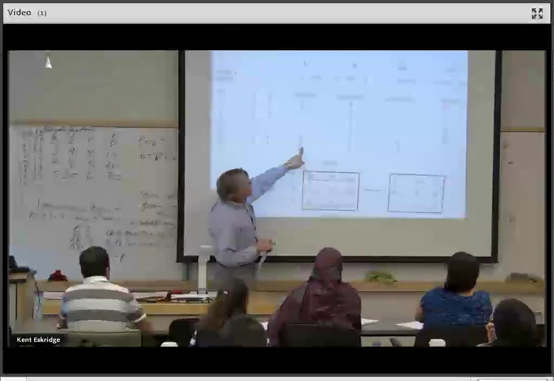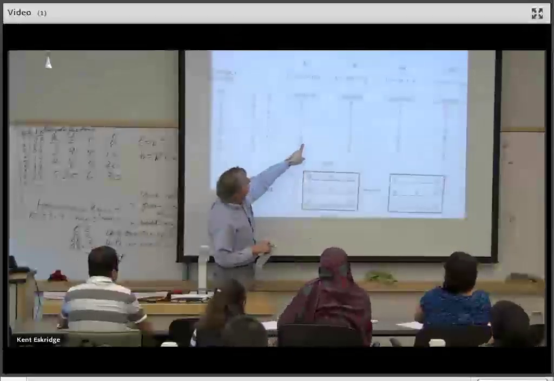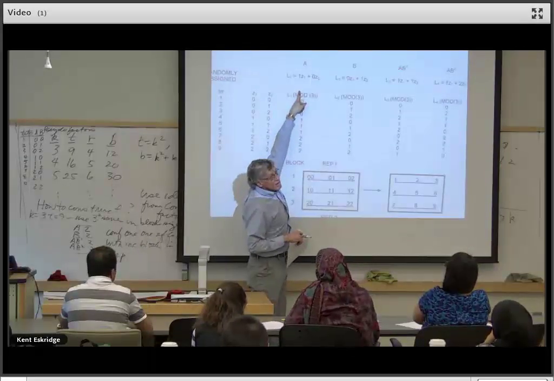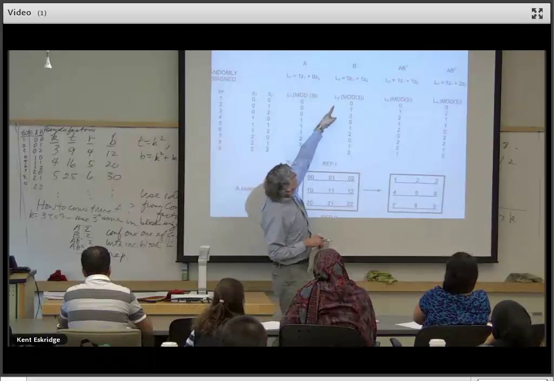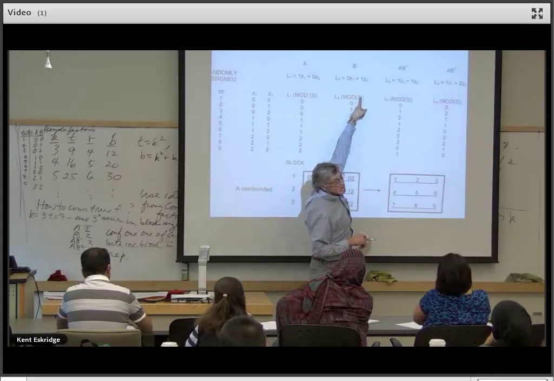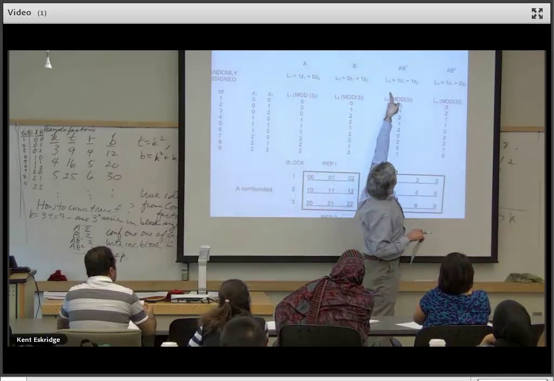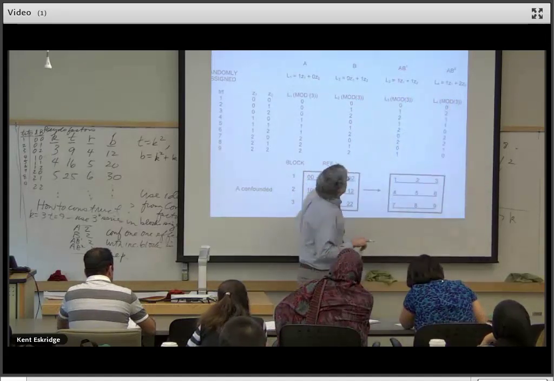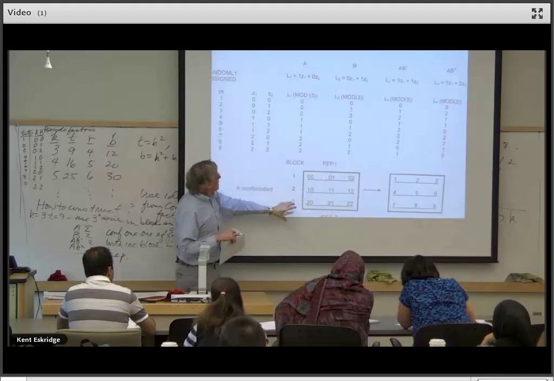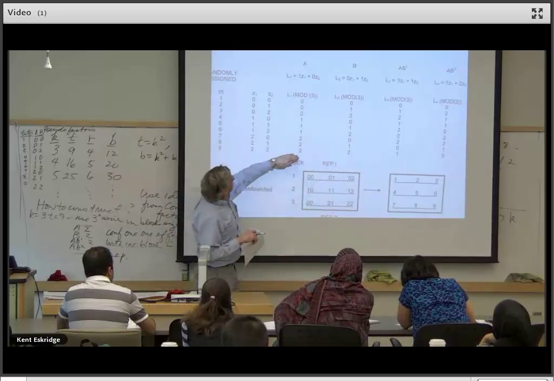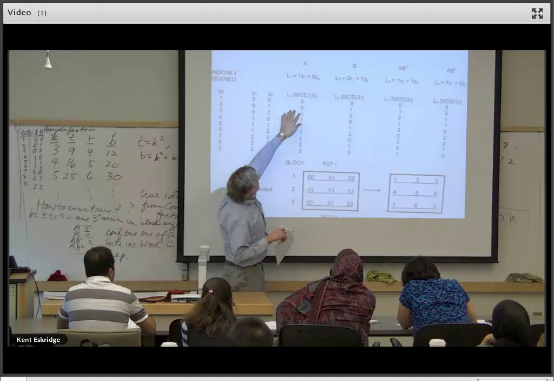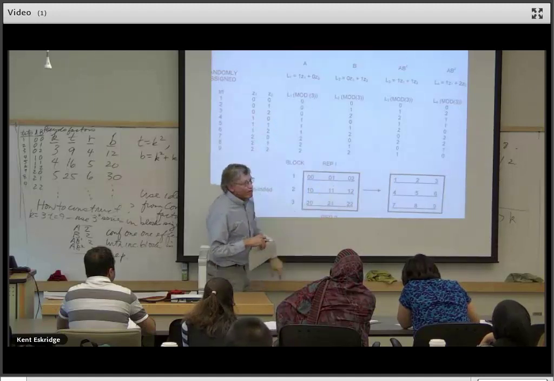Now I've got my mod equations. I set them up like we've done. For the first one, I'm just going to confound A. There's my mod equation with A. Second one, I'm going to confound B. Third one, I'm going to confound AB1. That's the mod equation. The fourth one, there's AB2. Once I identify my mod equations, I get my blocks. Here are my blocks, blocks 0, 1, and 2 in rep 1.